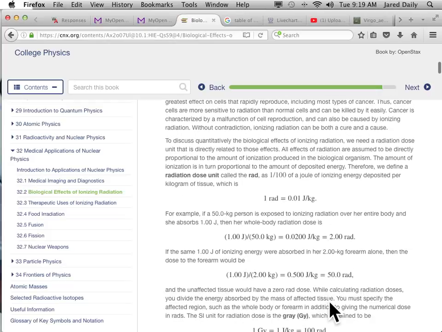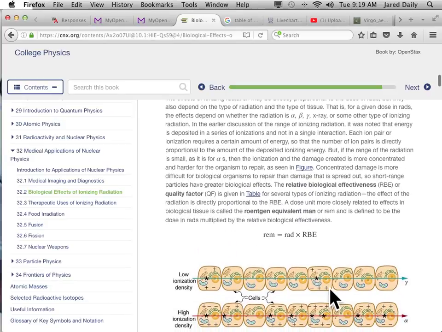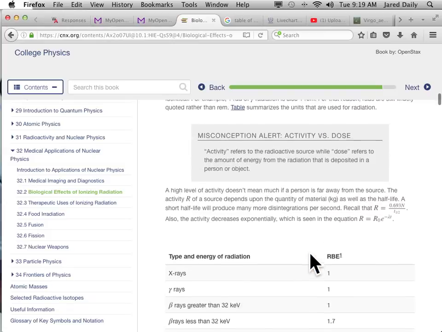There's also the relative biological effectiveness, which is also called the quality factor. And if you multiply the number of rads by the relative biological effectiveness, then you get what's called a REM. Now, the relative biological effectiveness is dependent on what kind of radiation it is.